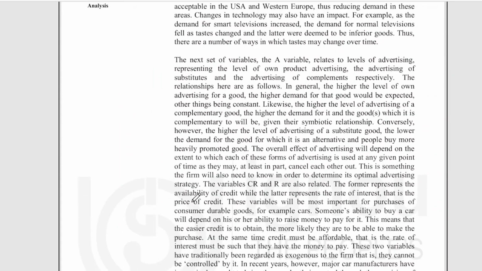The next set of variables relate to the level of advertising, representing the level of on-product advertising, the advertising of substitutes, and the advertising of complements, respectively. The relationships here are as follows. In general, the higher the level of own advertising for a good, the higher the demand for that good would be expected, other things being constant. Likewise, the higher the level of advertising of a complementary good, the higher the demand for it, and the goods to which it is complementary will be, given their symbiotic relationship.